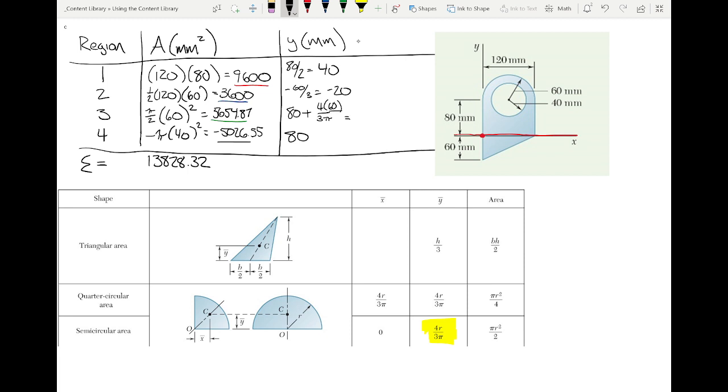So what is 80 plus 4r over 3 pi? I couldn't help it. Say it again. 105.5. Do I have a second on that?